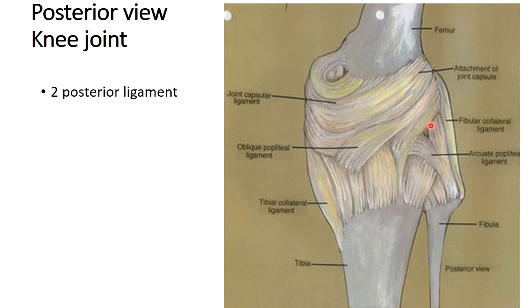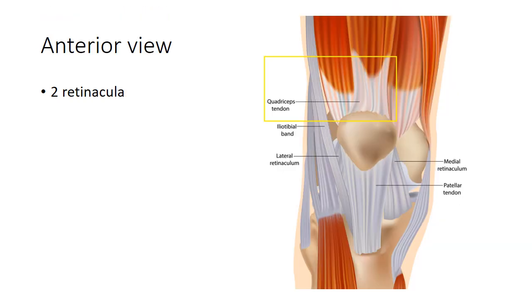Can you make out a Y-shaped ligament here? Like an alphabet Y, that is the arcuate popliteal ligament. And another ligament is the oblique popliteal ligament. So posteriorly there are two ligaments.